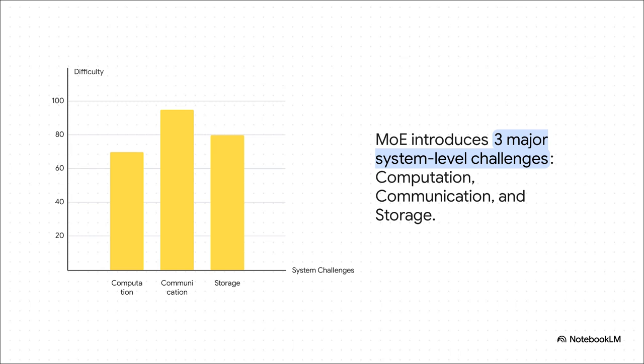First, there's computation. Managing a workload that's constantly changing is way harder than one that's just static. Second, communication. Just shuffling all that data around between the router and the right experts on all the different GPUs, that is a massive bottleneck. And third, you've got storage. Yeah, the models are sparse when they run, but you still have to find a place to store all 236 billion parameters of a model like DeepSeek V2.